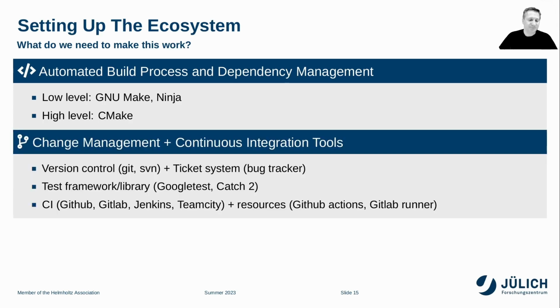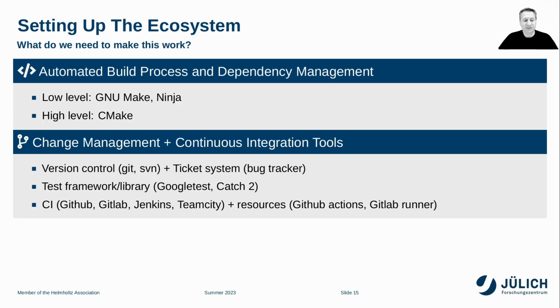The second thing we need is change management and continuous integration tools. The first of it would be a version control like Git or SVN, and ideally you also have a ticket system where there's a bug tracker involved, so external users that found a bug or a probable bug can provide you information on what's going wrong. The second thing you need is a testing framework that can help you with setting up these tests, because most of the stuff you don't have to do yourself. You basically can use testing frameworks like Google Test or Catch2 to help you with automating tests.